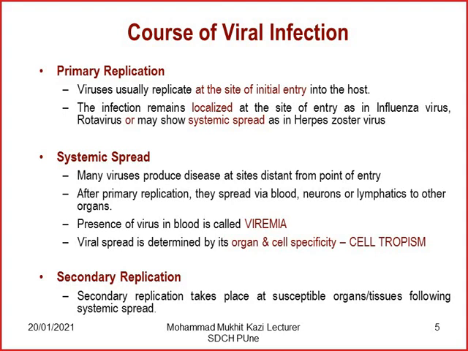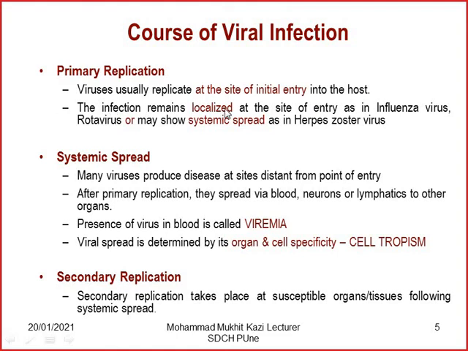Course of viral infection. In the earlier slide I have already narrated the primary replication, where viruses usually replicate at the site of initial entry. If the site of initial entry is the respiratory tract, they will immediately be responsible for signs and symptoms in the upper respiratory tract, and when they reach the systemic stage, they go deeper towards the lower respiratory tract, into the host.